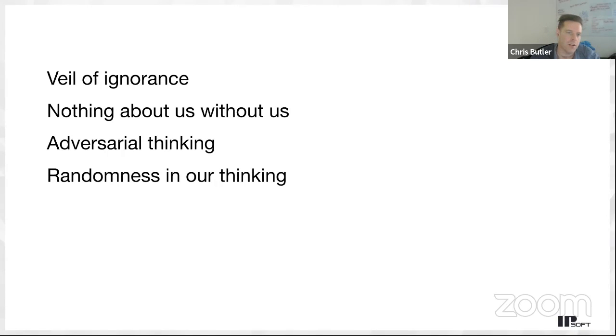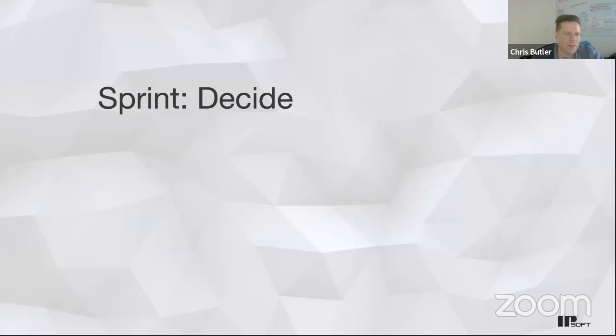And then the next thing when it comes to mindsets, I'm not going to go into these too much, but veil of ignorance is a great one, which is if you're randomly assigned to anybody in the system, do you still feel like you have justice? Nothing about us without us is this mindset of you need to include the people that are being impacted. Adversarial thinking is questioning assumptions, and then randomness. How do you add randomness to get out of the biases or assumptions that you have? So that's all I'm going to talk about as far as decide.